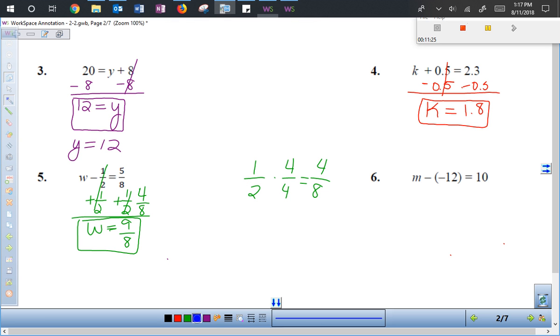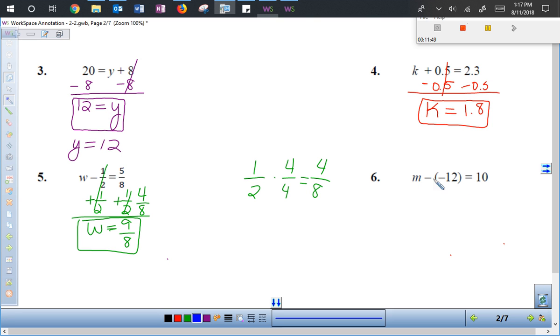On number 6, I have m minus -12 equals 10. Now here's the deal. When we have minus a negative or plus a negative, it's technically not a completely simplified equation, because if I wanted to do the opposite of this, would I do plus a negative or what? It's very, very confusing. So before you can get rid of this -12, you need to simplify the equation.